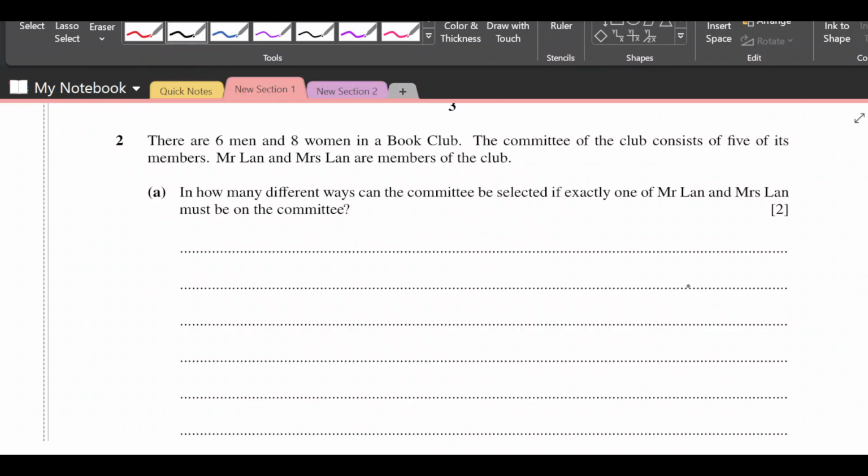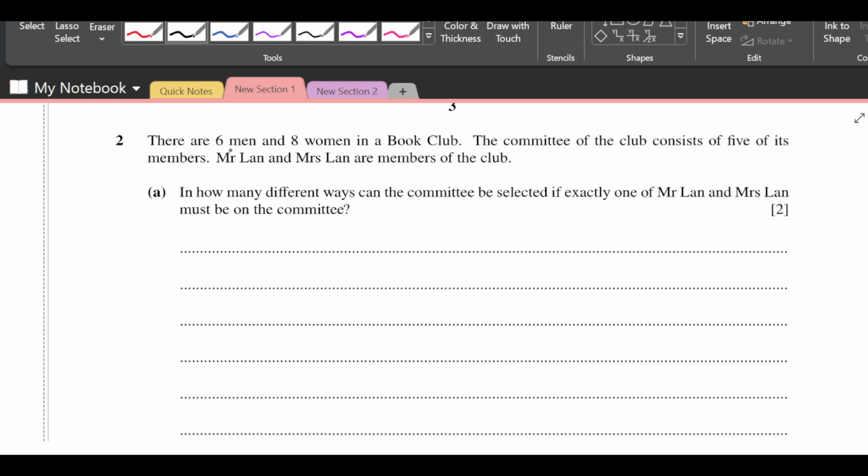There are 6 men and 8 women in a book club. The committee of the club consists of 5 of its members. Mr. Lan and Mrs. Lan are members of the club. In how many different ways can the committee be selected if exactly one of Mr. Lan and Mrs. Lan must be on the committee?